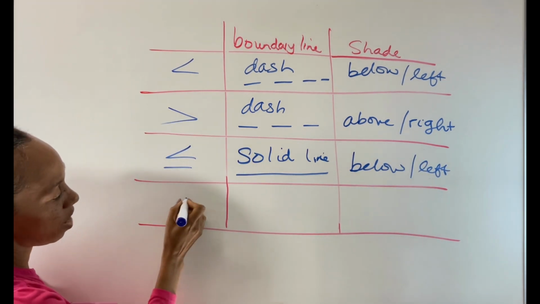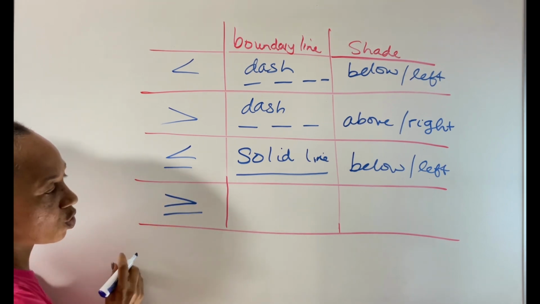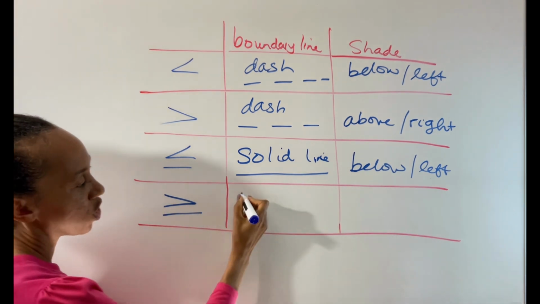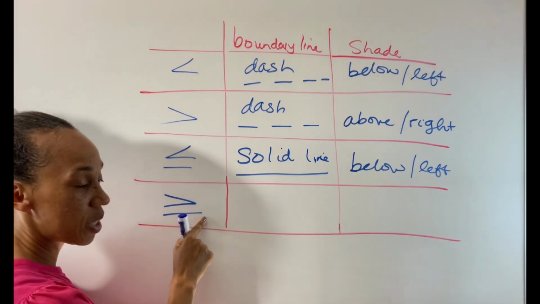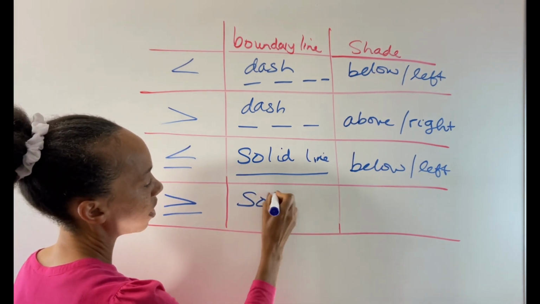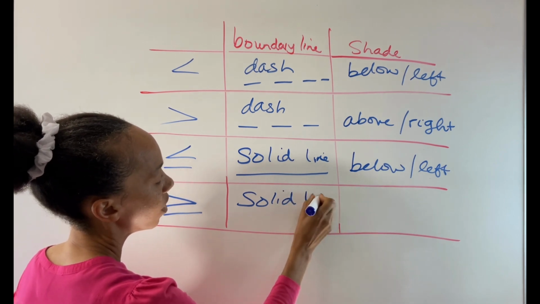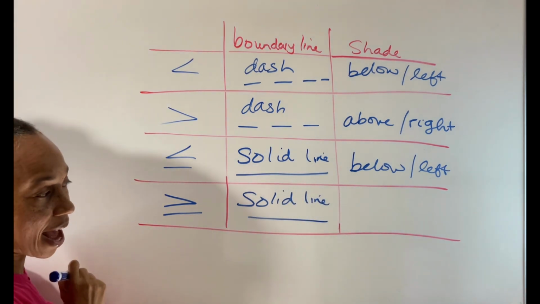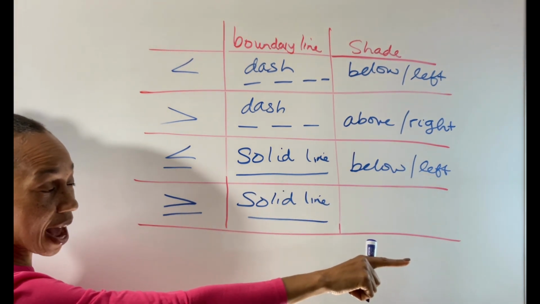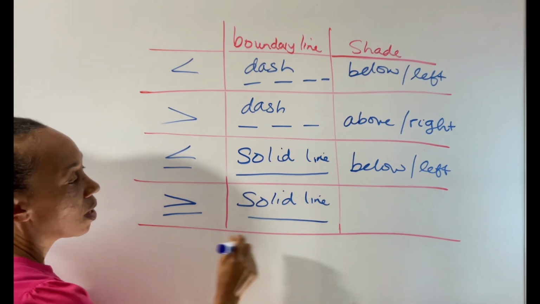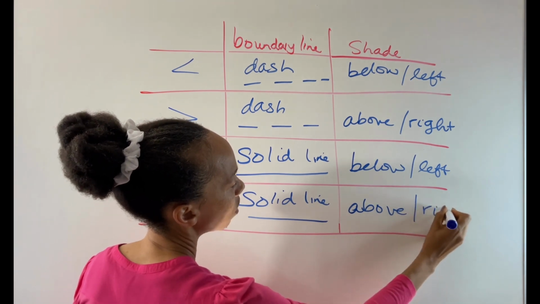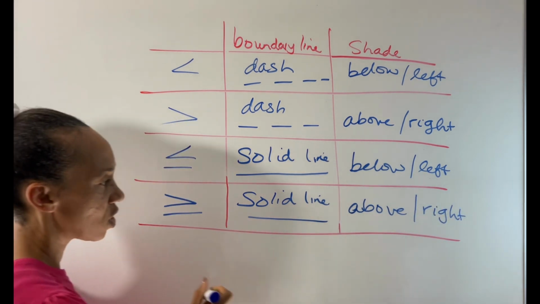The fourth inequality that we will deal with is greater than or equal to. Because it is greater than, the V is going in that direction, and you have half of the equal sign underneath this. Because of the half of the equal sign, you are going to use a solid line. And a solid line is going to look like that. In terms of shading, because your V is going in that direction, meaning it is greater than, you are going to shade above or to the right.